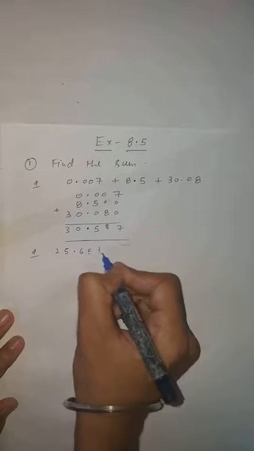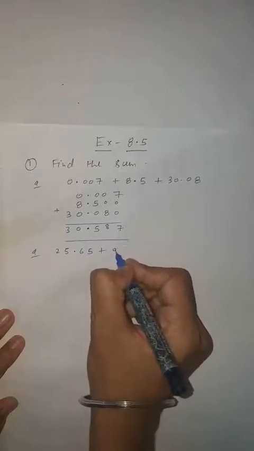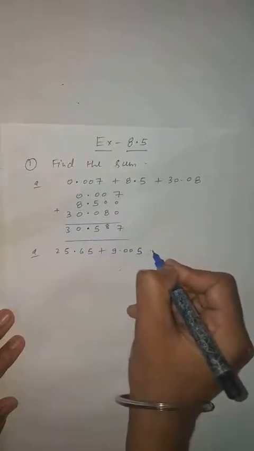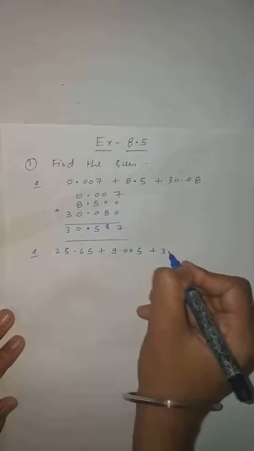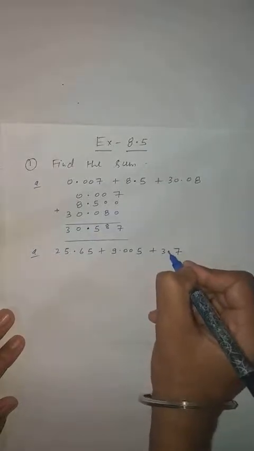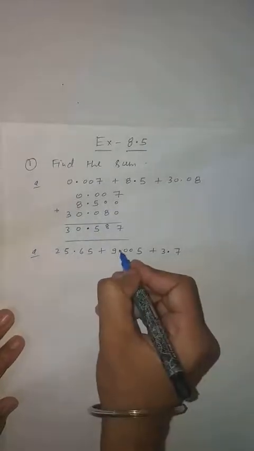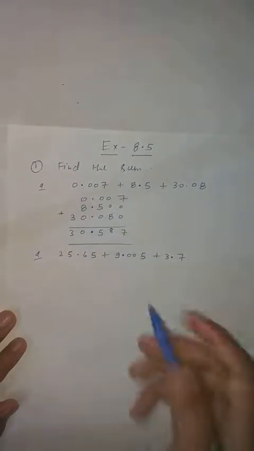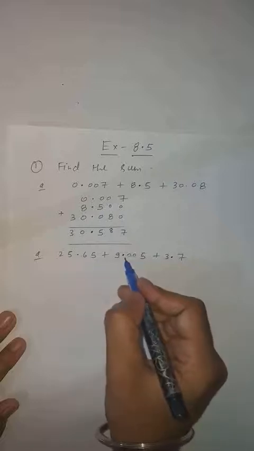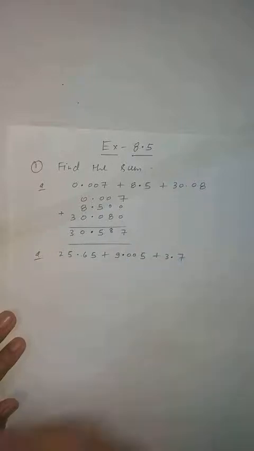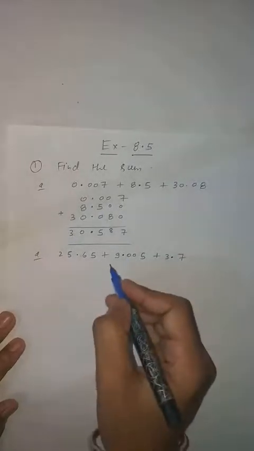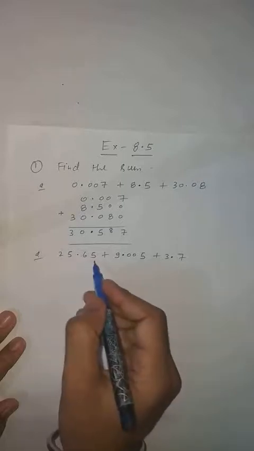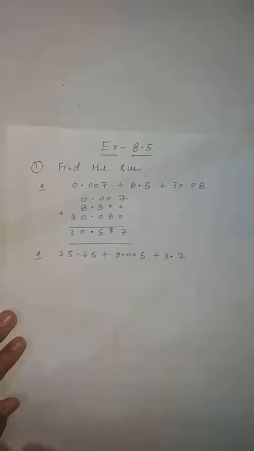25.65 plus 9.005 plus 3.7. Clear? Now what I explained, you have to check after the decimal which number has the maximum digits. So here you can see after the decimal 2 digits, after the decimal 3 digits, after the decimal only 1 digit. Clear? So what you will do, after the decimal in every number there should be 3 digits.